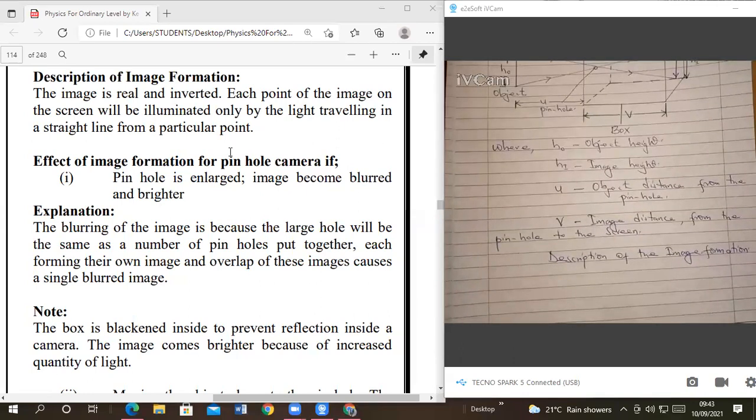So we said the image is real and inverted, like someone has already said. Each point of the image on the screen will be illuminated, which means there will be light on it, only by the light traveling in a straight line from a particular point. That's how we describe the image formed. Are you together, members?